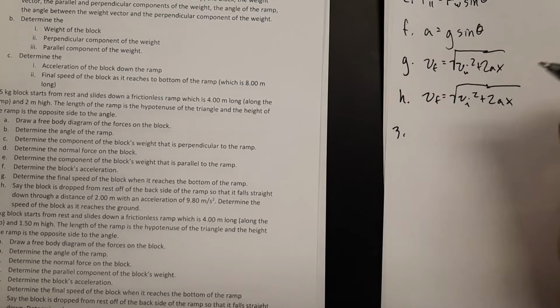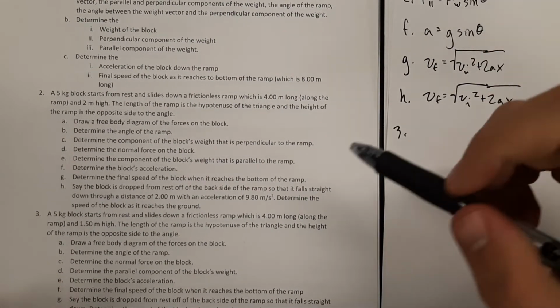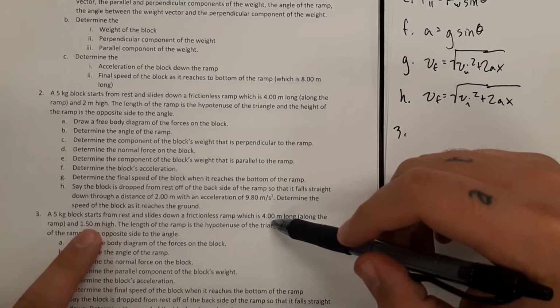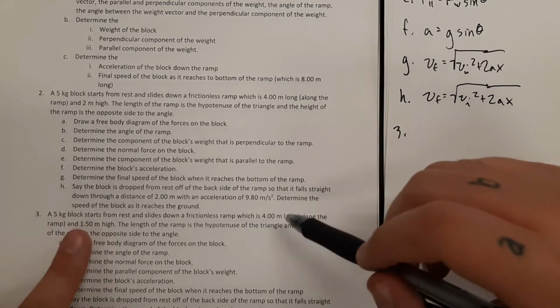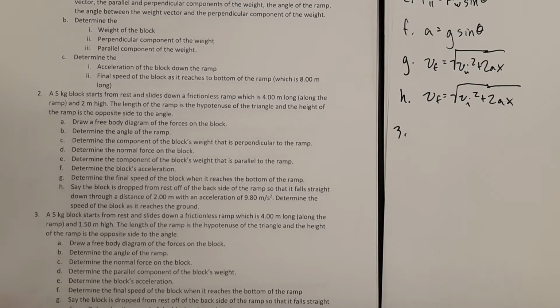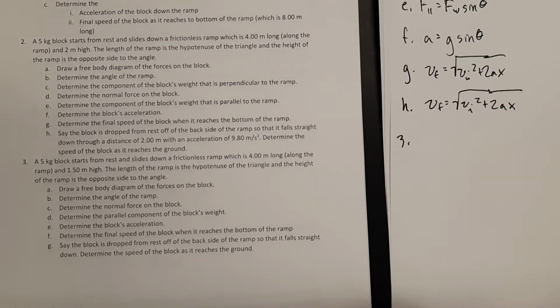Number 3 is the exact same process. It just has different values for the ramp. You've got 4 meters long for your hypotenuse. You've got 1.5 meters high. So that's just going to be switching the values that you plug in to find your angles. Beyond that, you're using the exact same formulas. When you're looking for the normal force, that's just the perpendicular component of your force. Just use FW cosine theta. When you're looking for the parallel, FW sine theta. Acceleration, G sine theta. Final speed, use formula C. Final speed when it's being dropped, use formula C. Number 3 and 2, basically the same thing, just different angles.